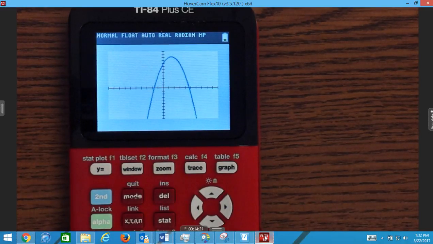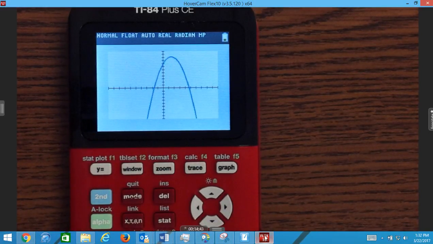Are your axes gone? So the second and the middle zoom thing. Okay. Now what? We're going to find our, what's the first thing? Vertex.